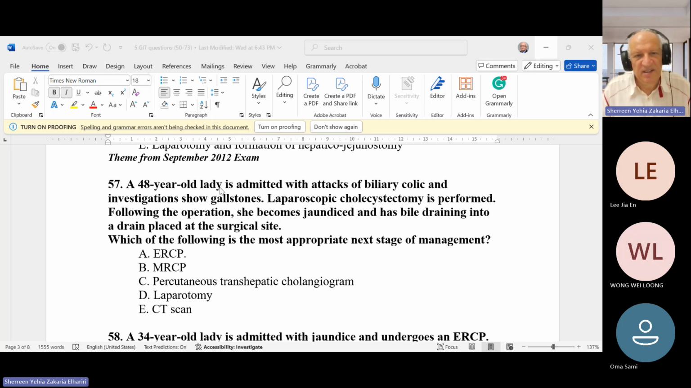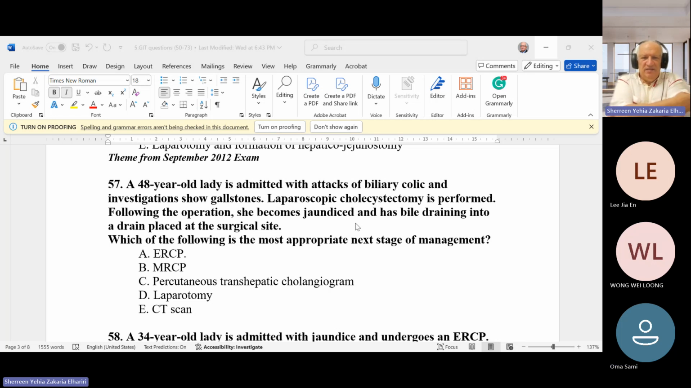A 48 years old lady is admitted with an attack of biliary colic and the investigation shows gallstones. Laparoscopic cholecystectomy is performed. Following the operation, she becomes jaundiced and bile is draining into the drain placed in the surgical site. What is the appropriate next stage of management? First, what is the diagnosis? The patient has jaundice just post-operatively. What is the diagnosis?